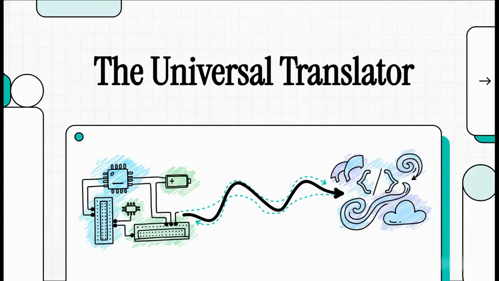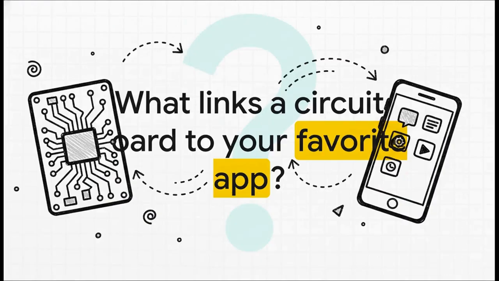Ever wonder what a physical circuit board, with all its little wires and chips, and your favorite app have in common? Well, today we're going to pull back the curtain on a really powerful idea that connects them. It's this concept that acts like a universal translator, and it's basically a secret weapon for solving some seriously complex problems. I mean, they seem like totally different worlds, right?